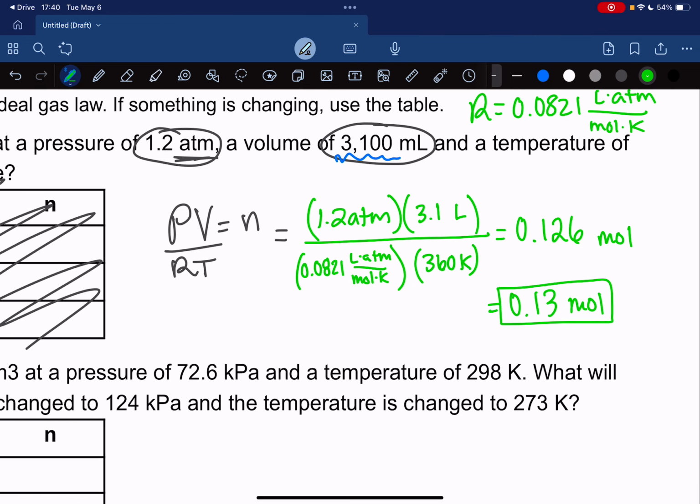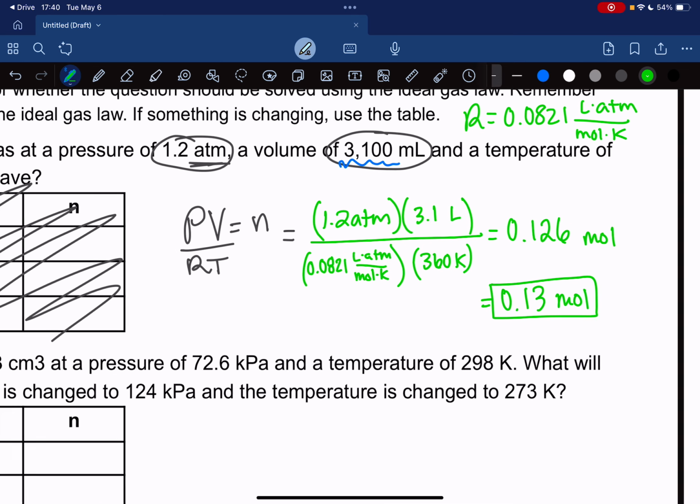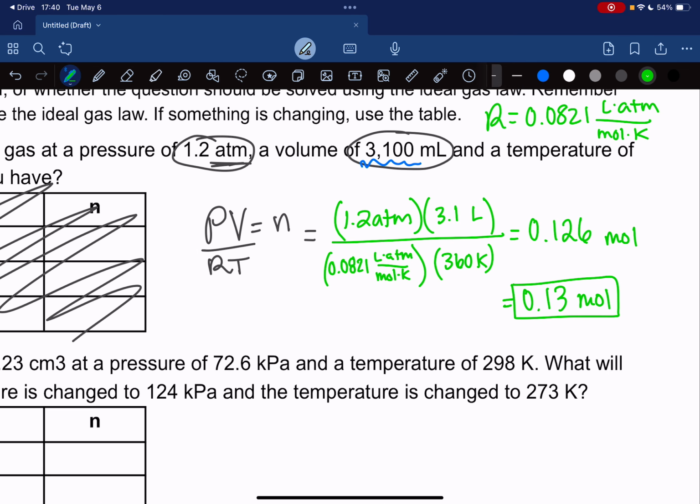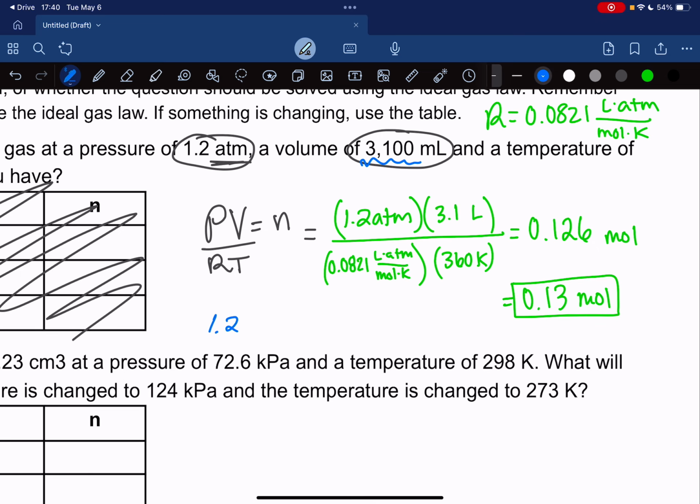Now, if you are having trouble getting that number out of your calculator, I have two things to say to you. First, make sure that you are using parentheses appropriately. I would recommend typing it into your calculator as 1.2 times 3.1 divided by, and then open your parentheses, 0.0821 times 360, close parentheses, equals. That's how I would type it into my calculator. That way you can do it all in one go, and that'll work just fine.